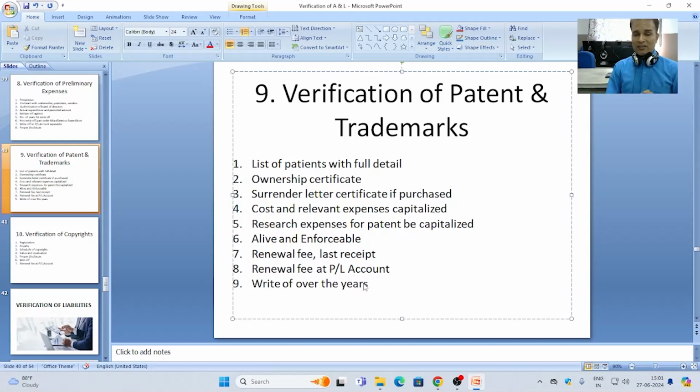Then the auditor is required to check the writing off of the patent and trademark over suitable years. The auditor is also required to check the provisions regarding the presentation and disclosure of patent and trademark in the books of accounts. So, by taking these points into consideration, an auditor can do the verification work in a very effective manner regarding the patent and trademark.